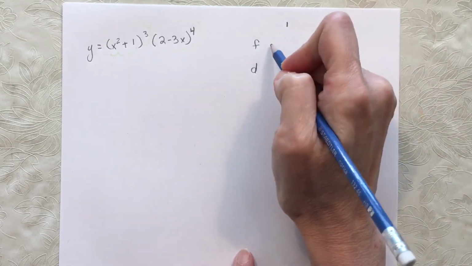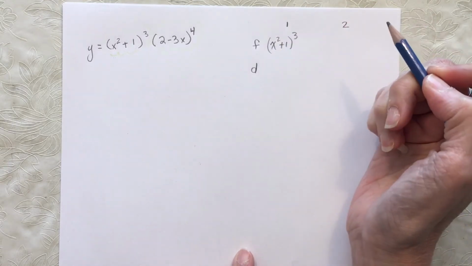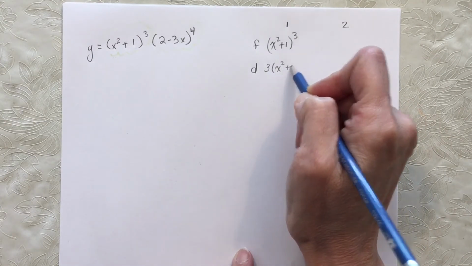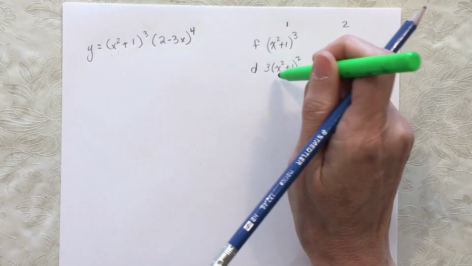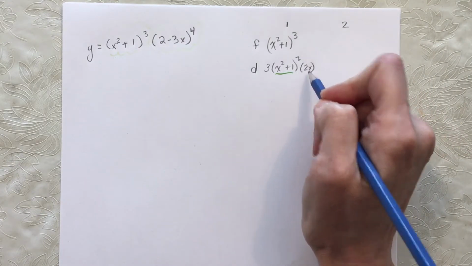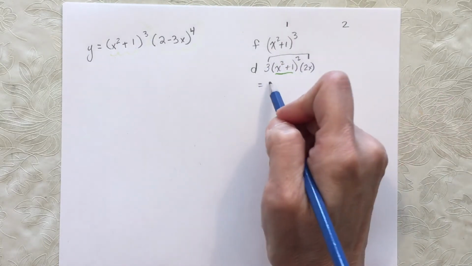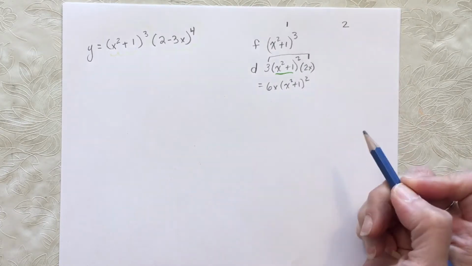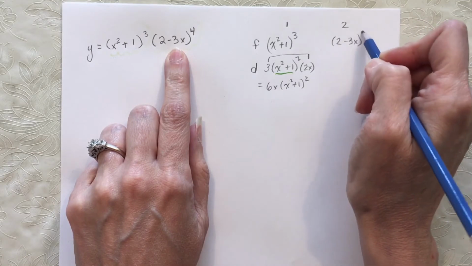So our first function is x squared plus 1 all cubed, and its derivative using the chain rule would be 3 times x squared plus 1 squared times the inner derivative. The inner derivative is going to be 2x. And then we can simplify this by multiplying those two together and get 6x times x squared plus 1 squared. The second function is 2 minus 3x to the fourth.